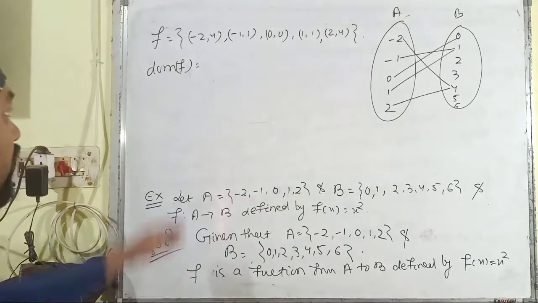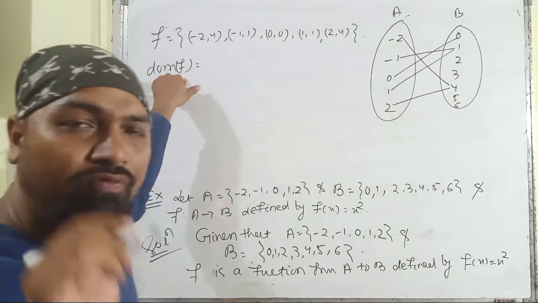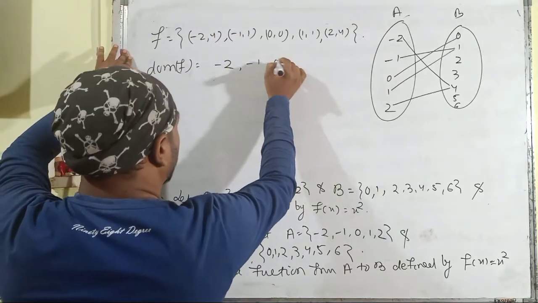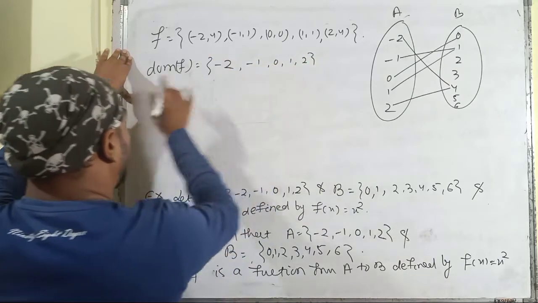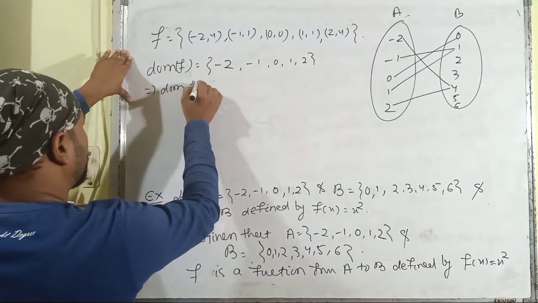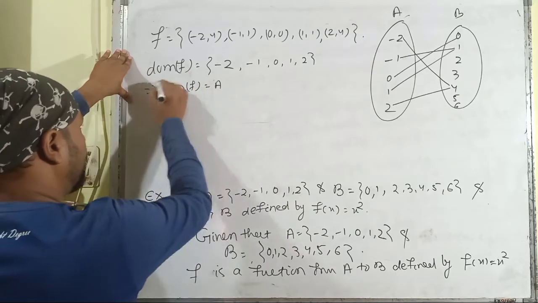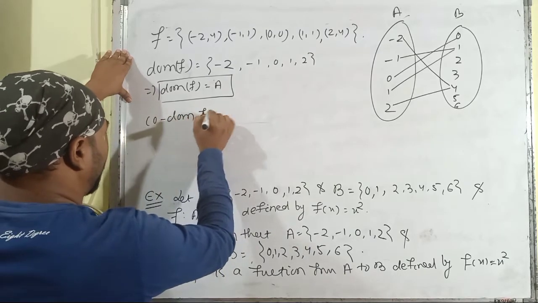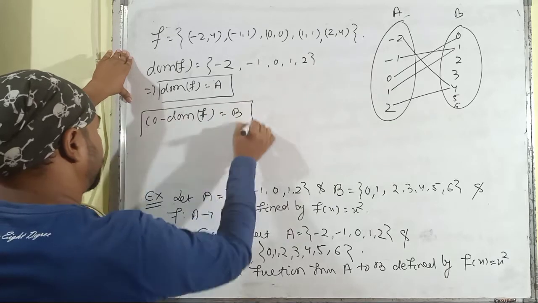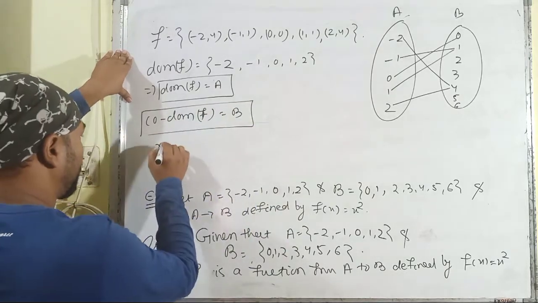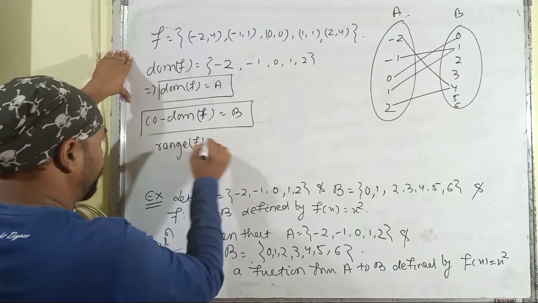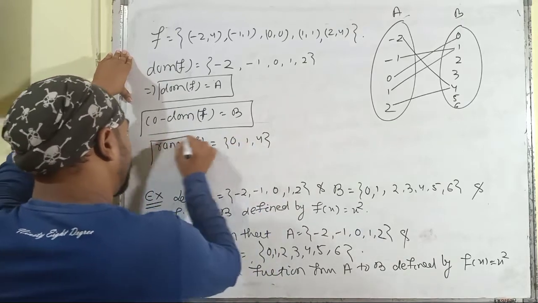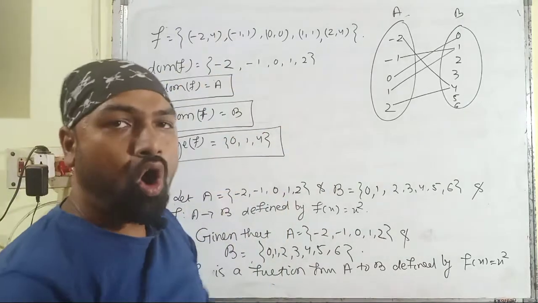And here we have to find the domain of the function. The notation is domain f, and domain f is the set of all first components of the given ordered pairs. So it is -2, -1, 0, 1, 2. And from here you can see that the domain of the function f is equal to the first set. Then codomain, as per the definition, codomain of the function is equal to the second set. And then we have to find the range of the function. Range f is defined as 0, 1, 4, the set of second elements from the ordered pairs.